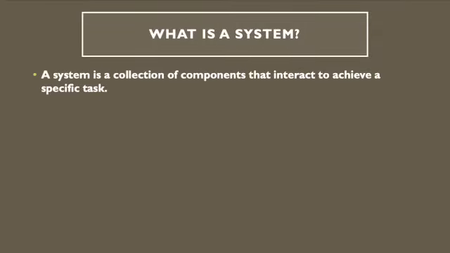Right. So I can say that a system is a collection of components that interact to achieve a specific task. Right? So a system may be a collection of components, so that all the components of the system will work together to achieve the particular goal or particular task.